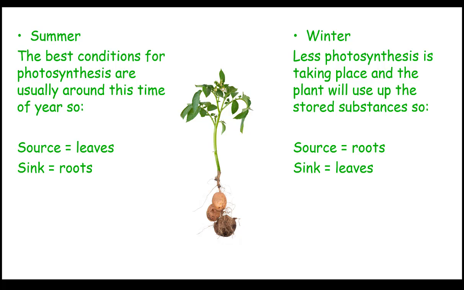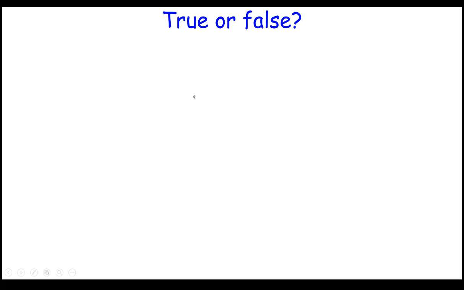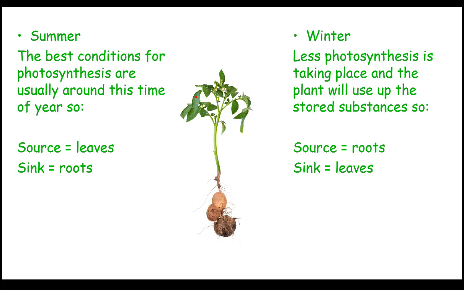In the summer, the best conditions for photosynthesis are usually around then, where there's lots of light. So that means the plant's going to photosynthesize, produce a lot of sugar, and it's going to want to store it. So the source is going to be the leaves, where the sugar is produced. And it's going to want to transport it downwards and store it in the potato. So that's going to be the sink.